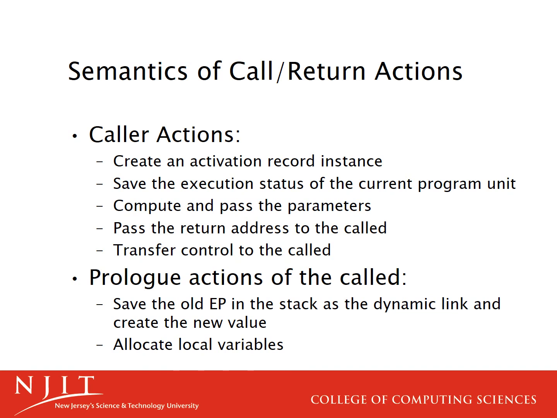So the caller creates the activation record, saves the execution status of the current program, right? So what's the next instruction that the current program was going to execute? Compute the parameters, copy them in, pass the return address, and tell the called function to go. Then inside the called function, save the old environment pointer as the dynamic link, create the new value, add local variables, and away you go.